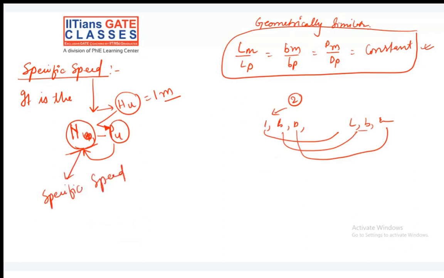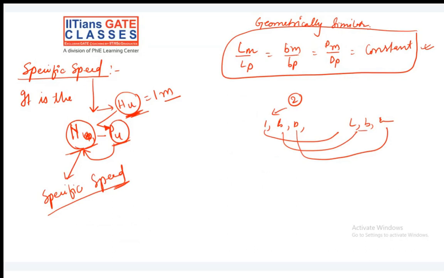This is the speed at which there will be unit power developed under unit working head. Under unit working head, if you are able to develop unit power, then there will be some corresponding speed, and that speed is nothing but specific speed. So it is used to compare. What is the job of this? It is used to compare the performance of different turbines irrespective of their sizes.